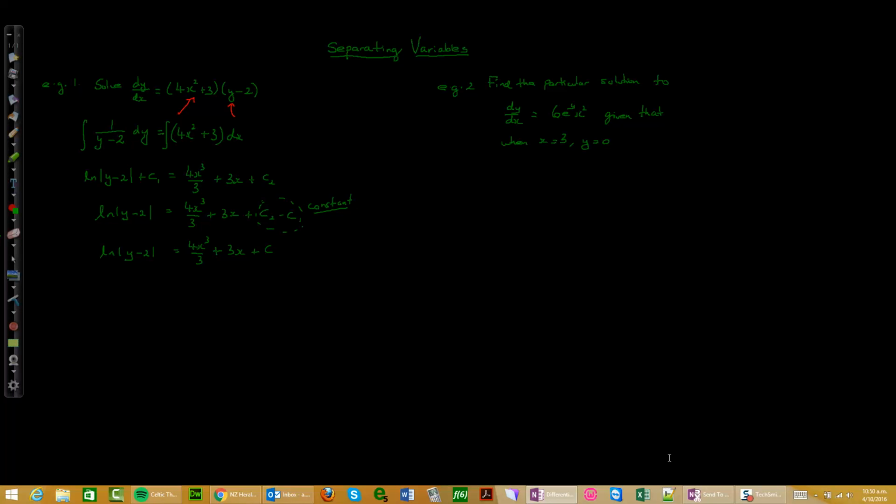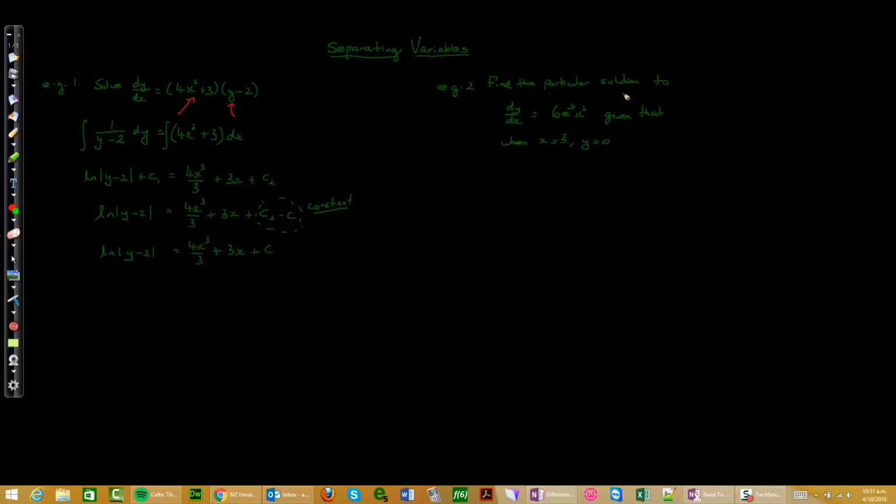Okay, so let's continue. I've got the second example now, and I've written the question out here. What this one is saying is we want to find the solution to this particular differential equation here. One of the key differences, apart from the fact that we've got an exponential function in here, is that we're asked to find a particular solution.